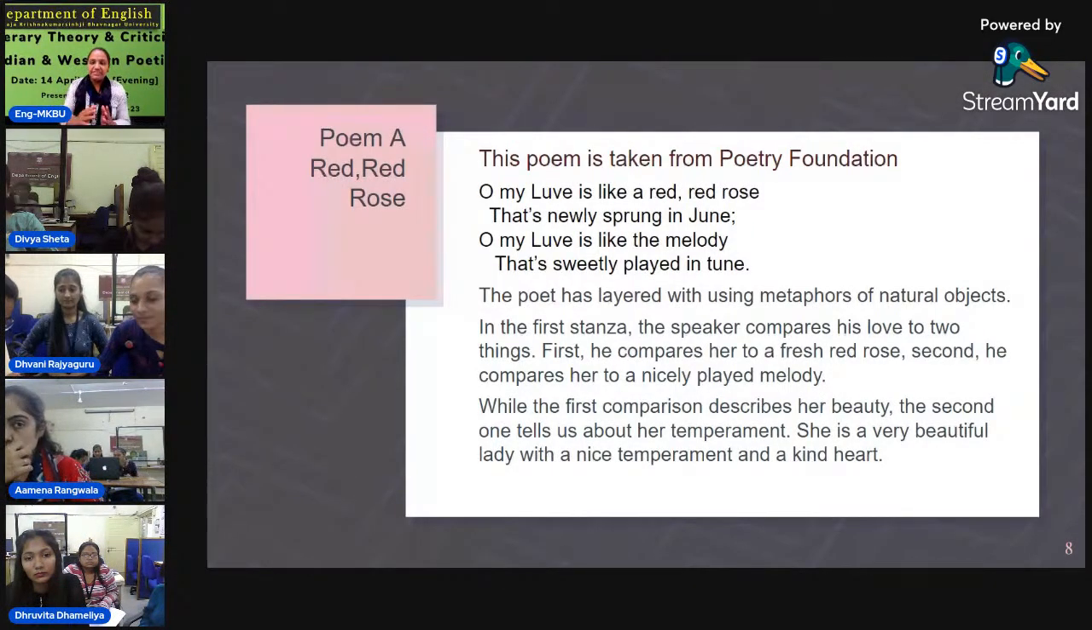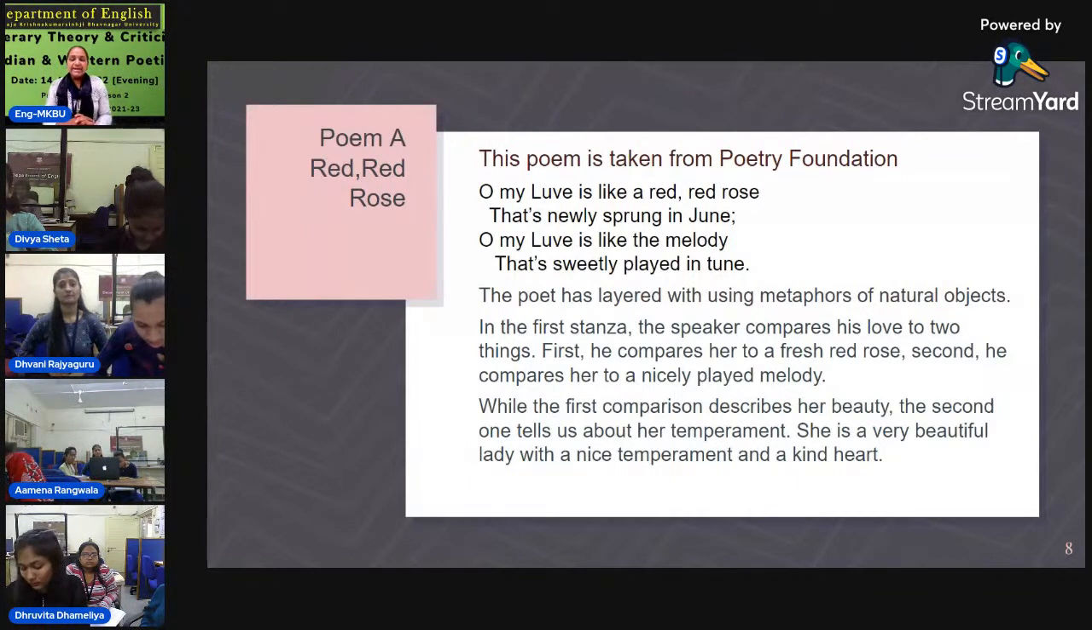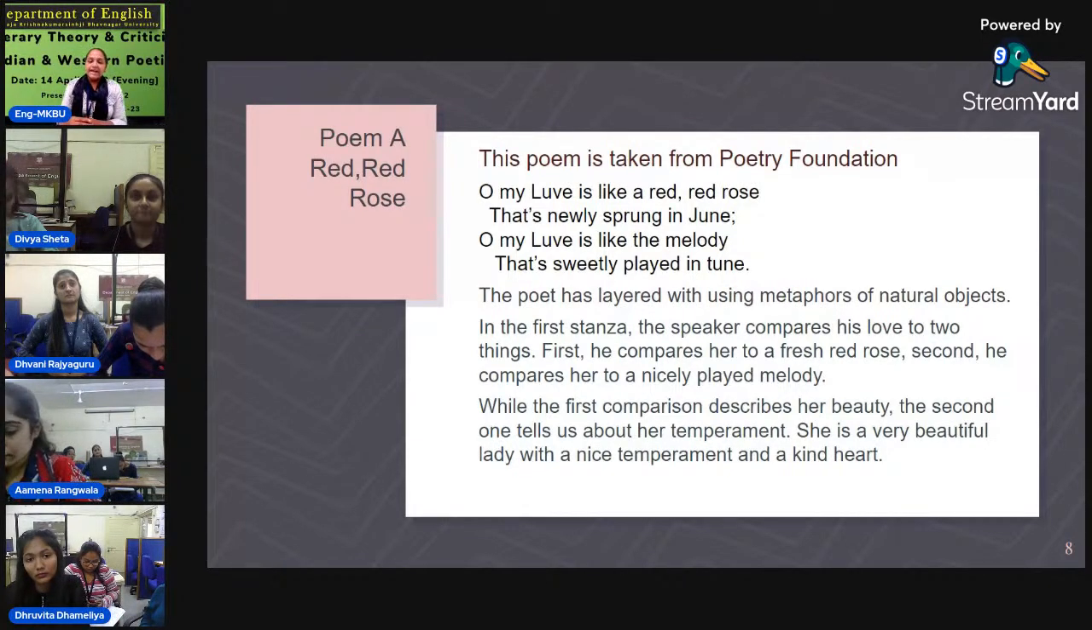Now I will talk about the figurative language used in the poem A Red, Red Rose. In this, the poet has used the metaphor of a natural object, the rose, for his beloved. In the first stanza, the writer compares his love with a fresh red rose, and second, he compares her with a nicely played melody. While the first comparison describes her beauty, the second tells about her temperament: she is a beautiful lady with a nice temperament and a kind heart.